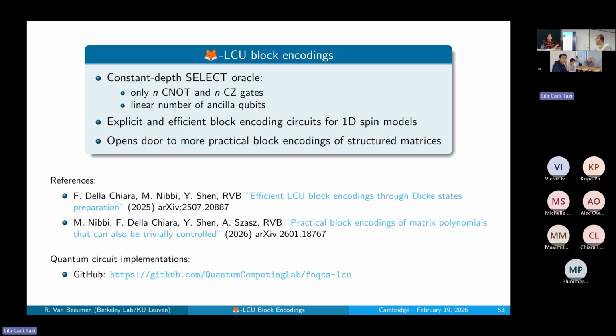And here are the two references. The first we hope to submit the revision soon and hopefully get it published in Quantum. The second is a brand new one from last month. And then we have all the circuits on GitHub.